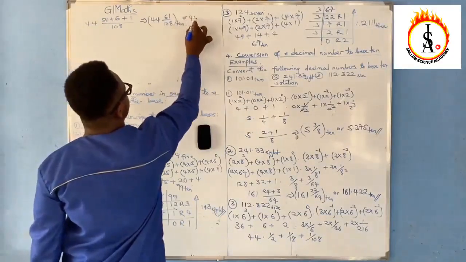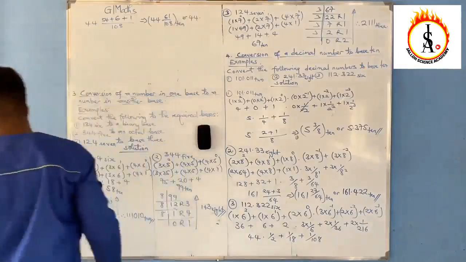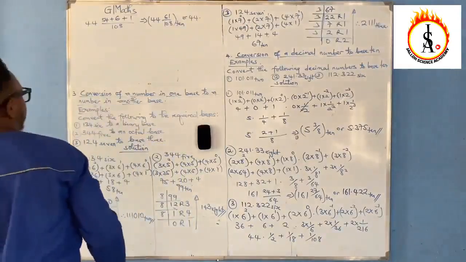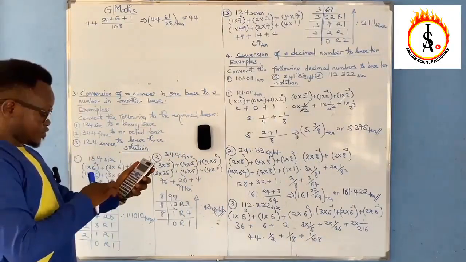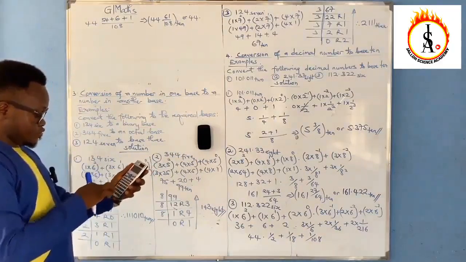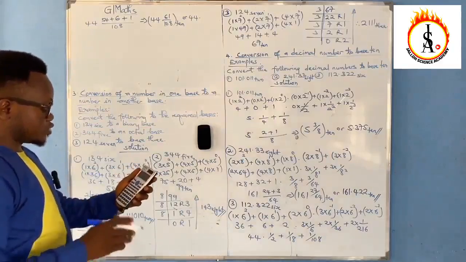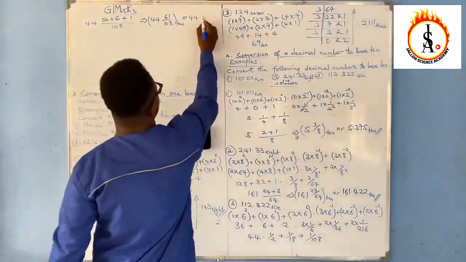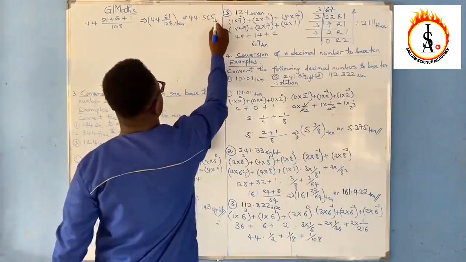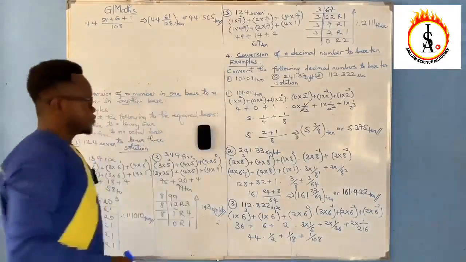Or you have 44 point. You divide 61 divided by 108. That gives us 0.5648. So we get 0.565. So that is 44.565 in base 10.